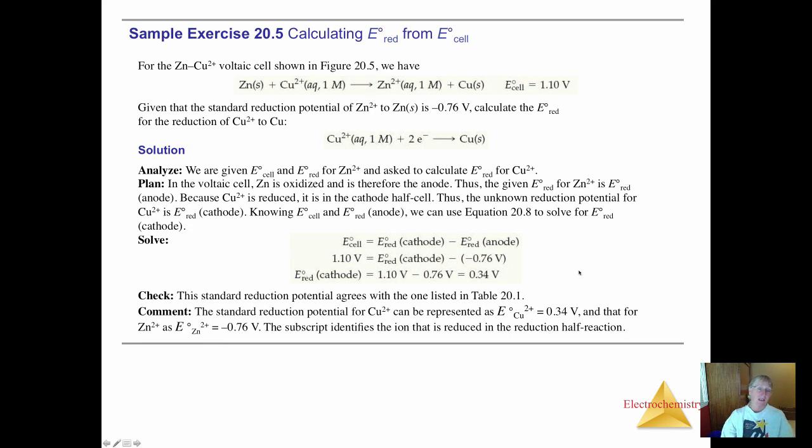So it's just the same kind of problem, except this time the cell voltage was given and you had to find one of the missing reduction potentials. That's it. We will do lots of practice problems with these so that you get more comfortable recognizing who's being reduced, who's being oxidized, where is the cathode, where is the anode, what are the two half reactions, and how to use the chart to calculate voltage.